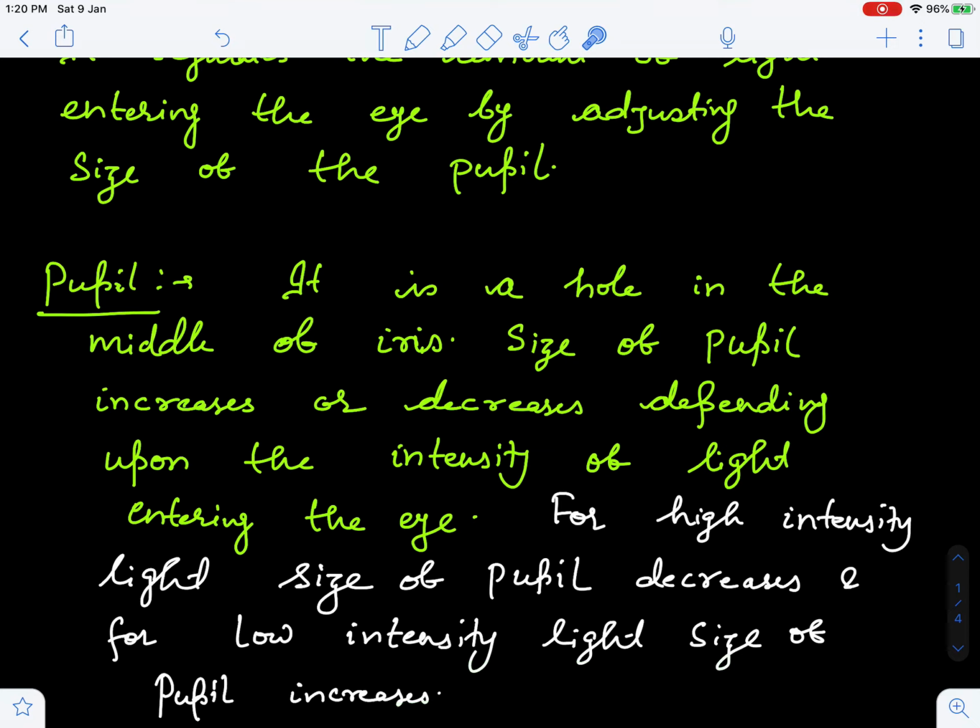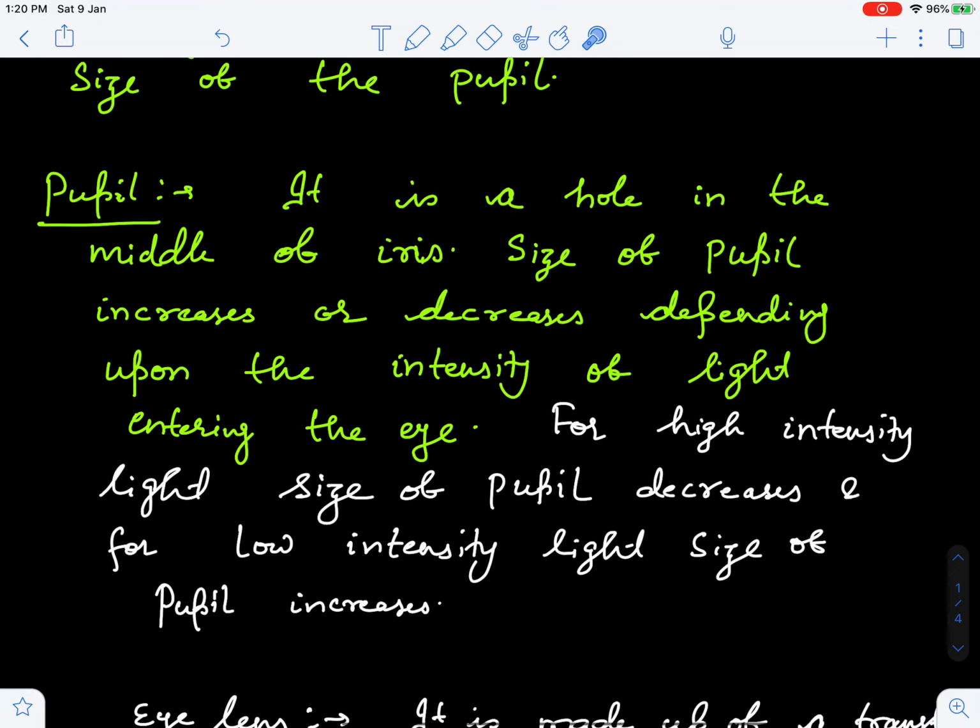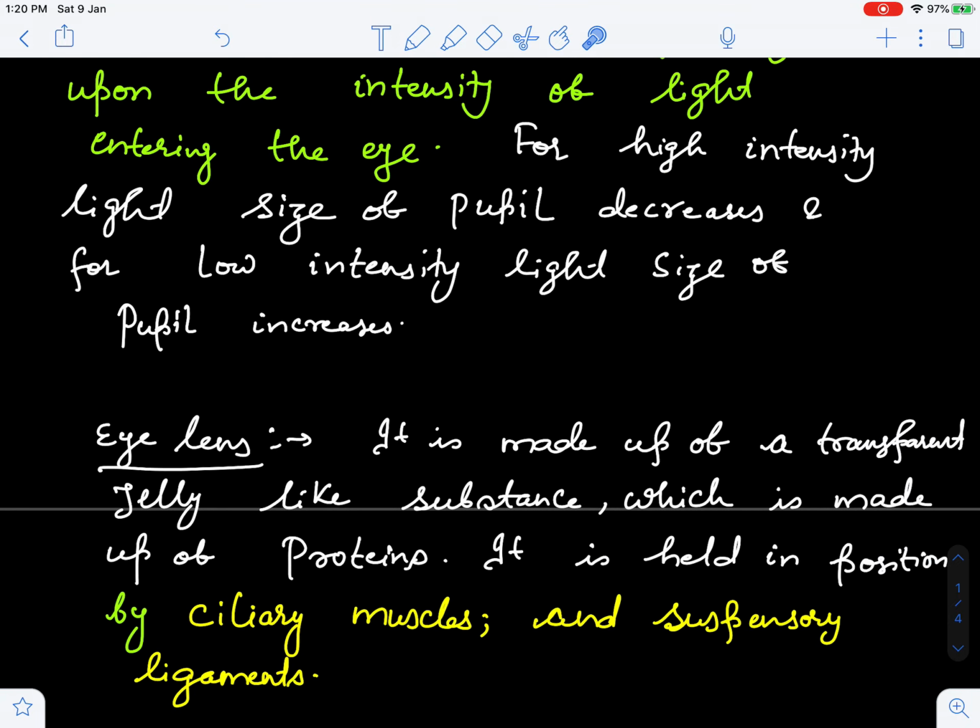Suppose suddenly your tube light fails or the light goes off. In order to see things, you have to increase the size of your pupil so that most of the light can enter your eye and you can see. So pupil size can be adjusted depending upon the intensity of light falling on it. If the intensity of light is very high, the pupil size will decrease. If it is low, it will increase.